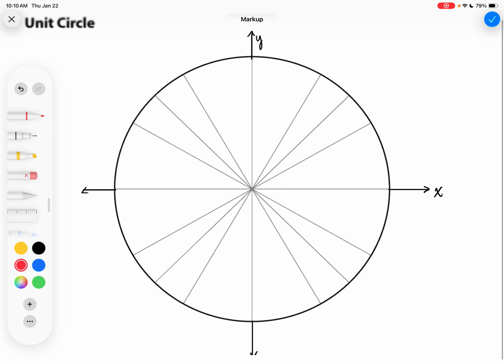So we start with 0. That's the most commonly missed thing on the unit circle, is 0 degrees. People forget to write the 0. Why, I don't know, but it's what happens a lot.